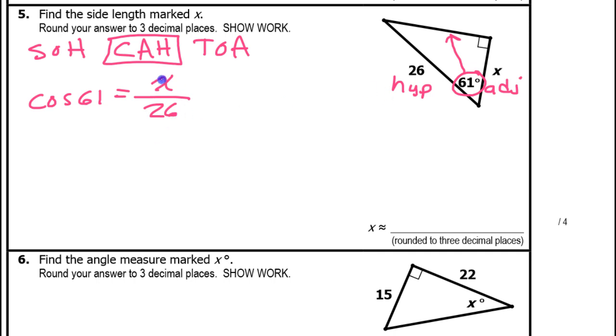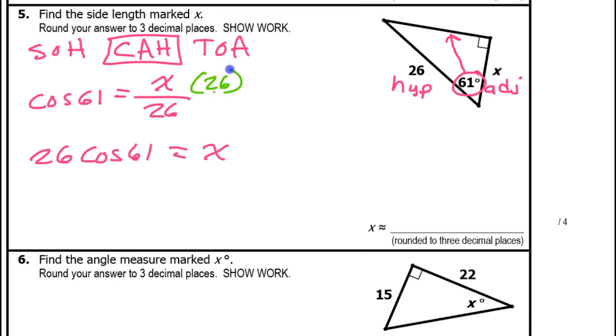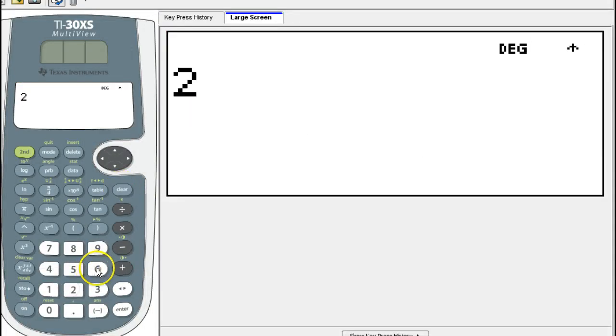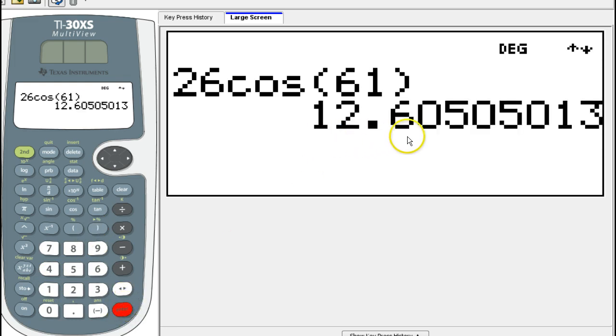Now, when the variable is in the numerator, that's when you multiply both sides by 26. So that would give me 26 cosine 61 is equal to x. And again, we got that by multiplying both sides by 26, because those will cancel each other out. So anyway, you can just put that in your calculator, 26 cosine 61. So 12.605.